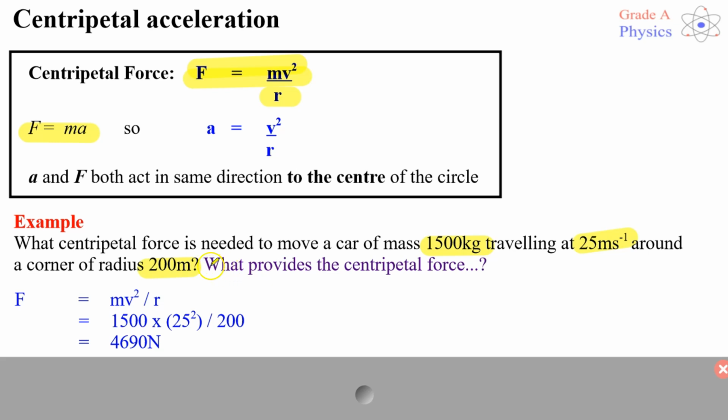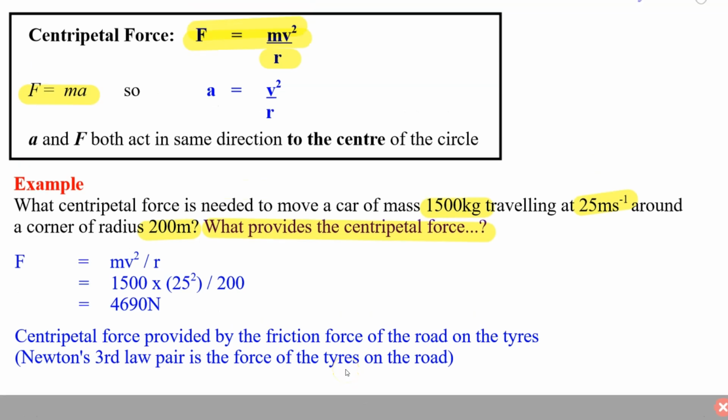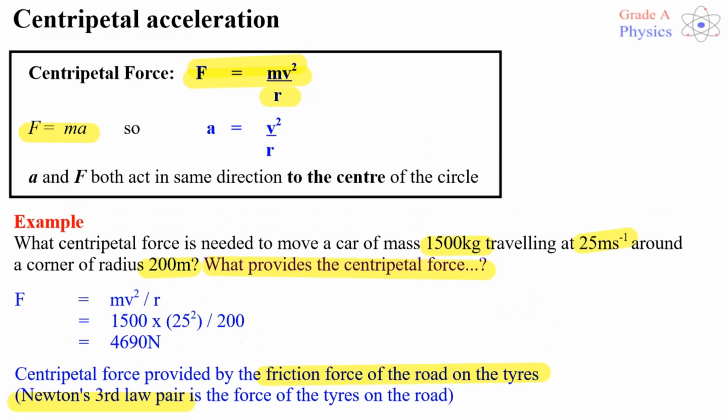Bear in mind that very often we have to explain or describe what is providing the centripetal force. As we mentioned briefly a minute ago, if we're looking at a car going around a corner, then by turning the steering wheel, which turns the wheels, that generates an additional friction force between the road and the tyres. So we actually have a Newton's third law pair here. The one we're interested in is the force acting towards the centre. That's the friction force of the road acting on the tyres towards the centre of the circle, which will provide the centripetal acceleration.